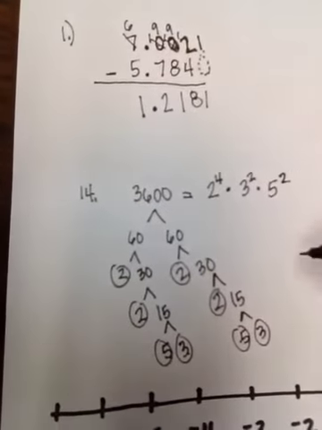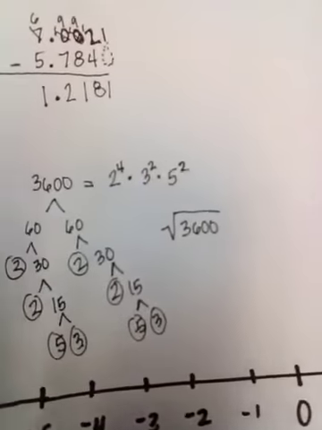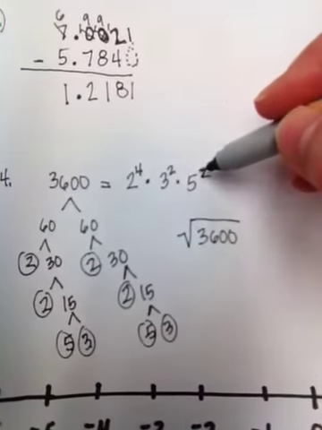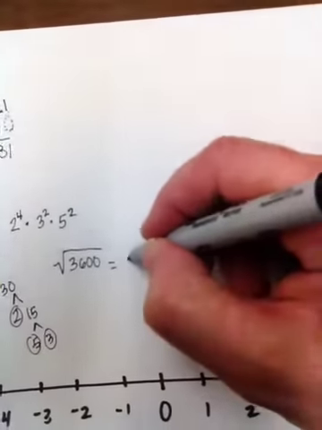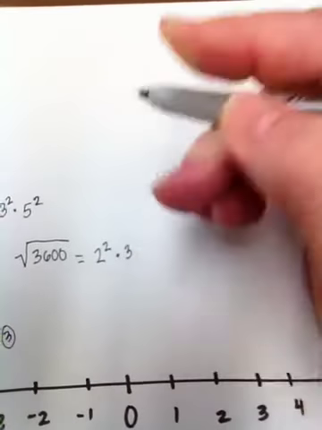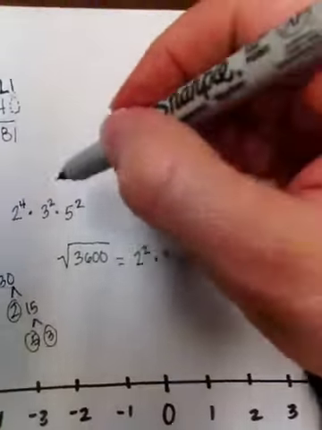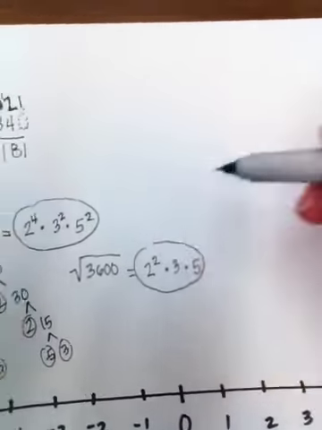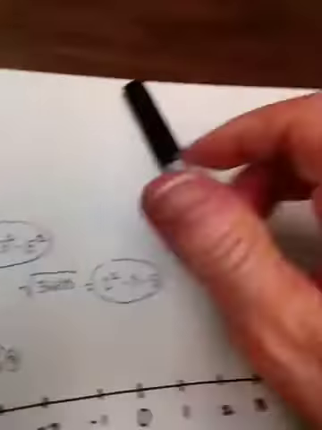The second part of 14 is going to say, okay, then what's the prime factorization of the square root of 3600? This is so easy. All you have to do is take half of your exponents. So it will be 2 to the 2nd times 3, and we're not going to put to the 1st because that would just be 3 anyway, times 5. So here are your two answers for 14A and 14B. That's how we did it. But I want to see your work and make sure you understand what you're doing.